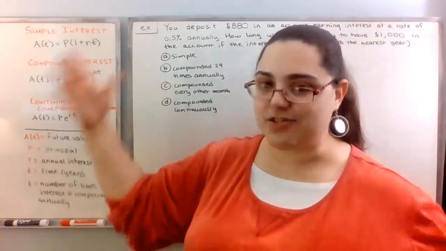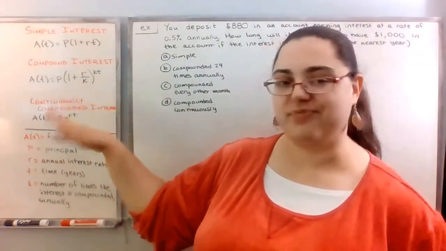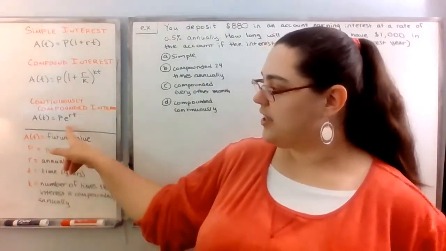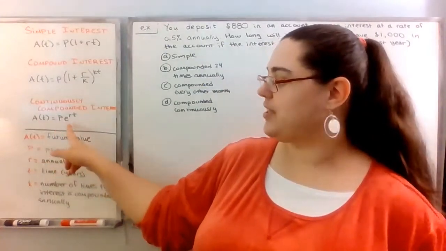That's not the formal proof of why it's there, but it is the evidence that's laying the foundation. So for our continuously compounded interest, I think of this as the PERT formula, because it's P times e to the rt.